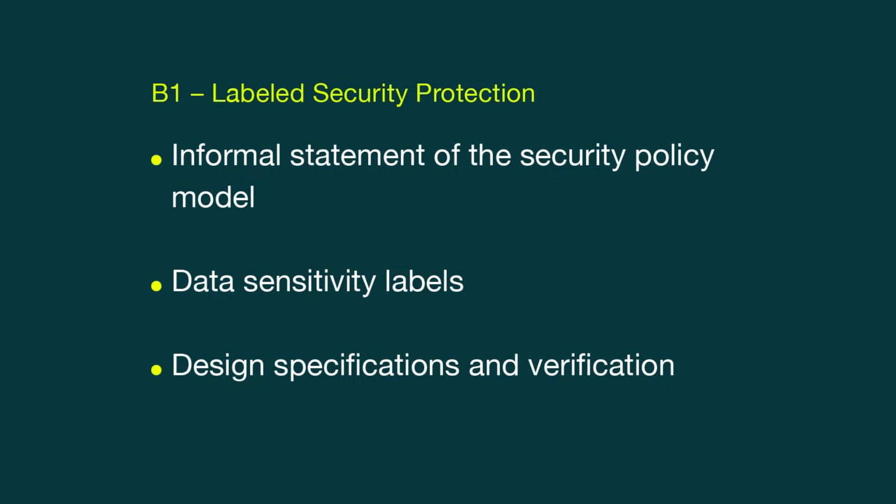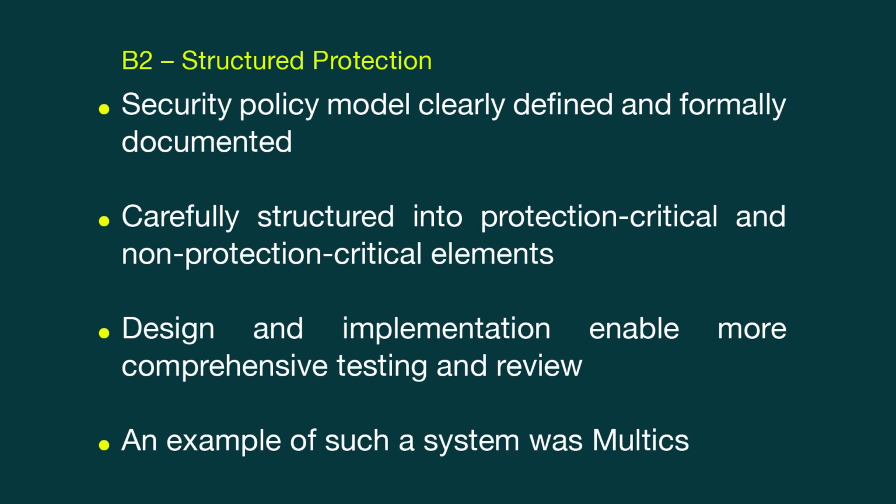The subdivisions and important concepts in each of them are: B1, labeled security protection: informal statement of the security policy model, data sensitivity labels and design specification and verification. B2, structured protection: security policy model clearly defined and formally documented, carefully structured into protection-critical and non-protection-critical elements. Design and implementation enable more comprehensive testing and review. An example of such a system was Multics.